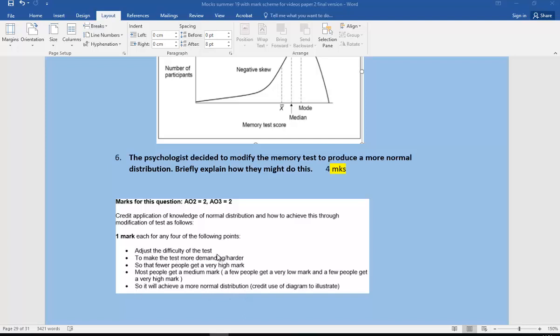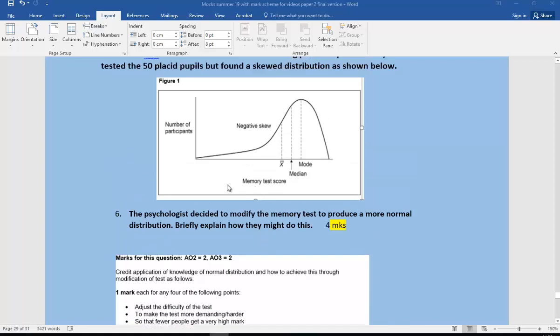Okay, adjust the difficulty of the test. In other words, make the test harder so less people get a very high mark, and therefore you will end up with more spread of scores, a more normal distribution.